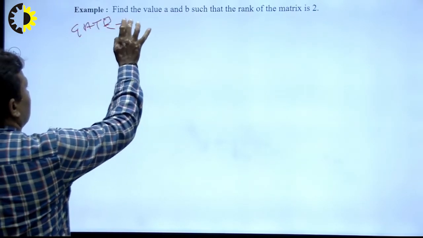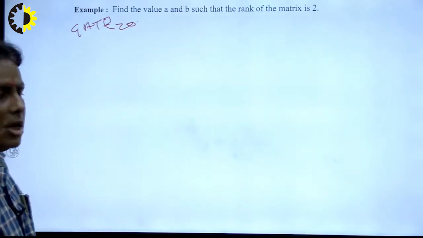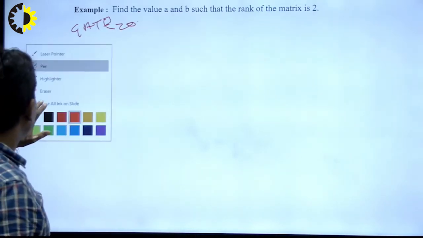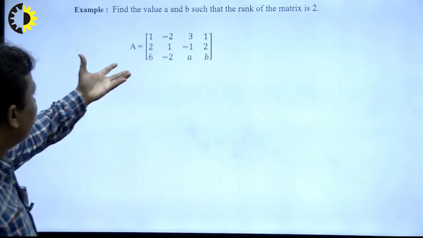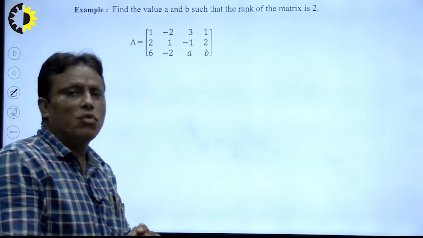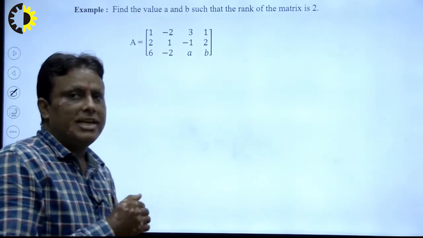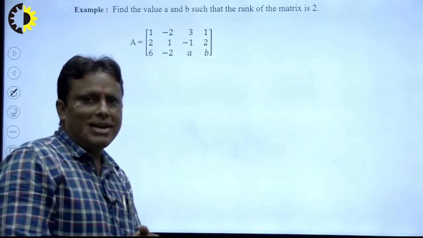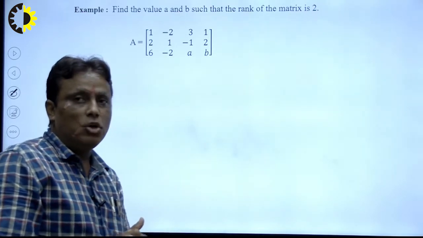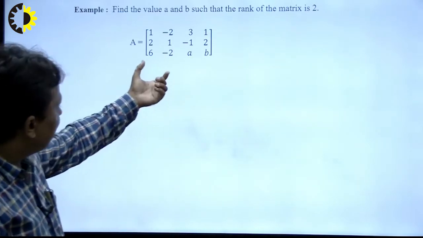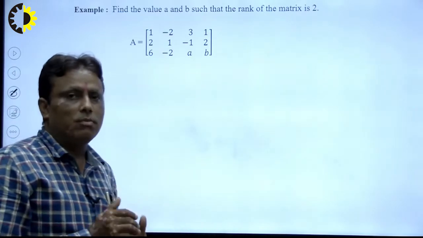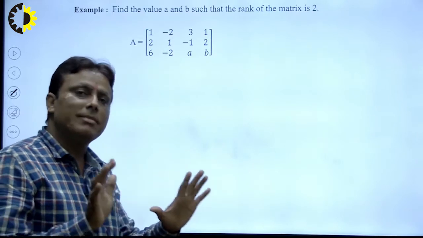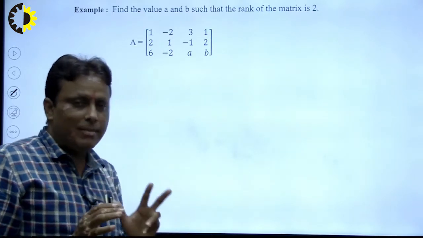So what will be the solution of such type of problem? Suppose the matrix is this, and find the value of A and B. We can find it by the determinant method, the echelon form, or the normal form. But this matrix is in rectangular form, so we cannot apply the determinant method. The remaining methods are echelon form and normal form.